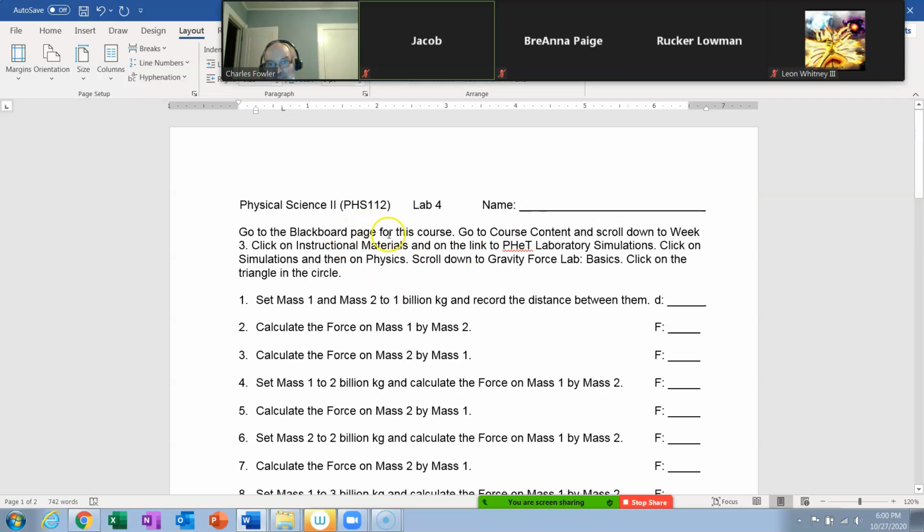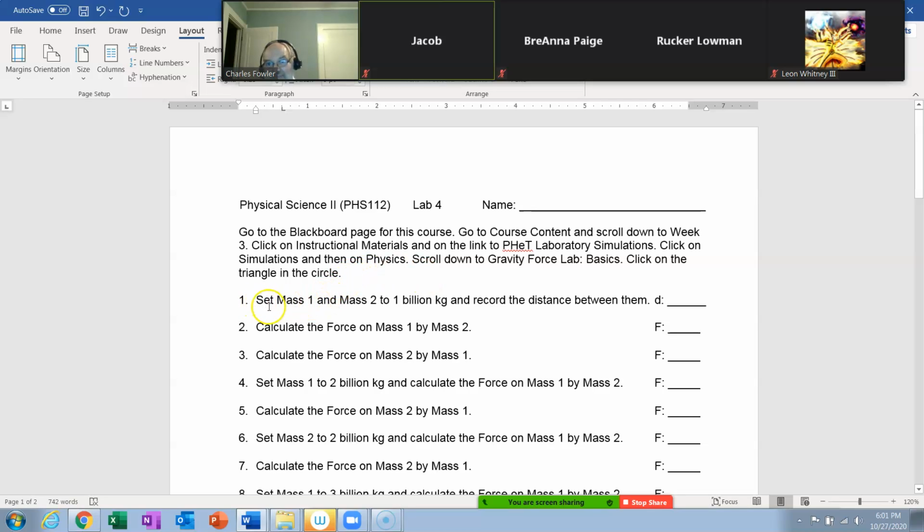You go to the Blackboard page for this course. You go to course content, and then you scroll down to week 3, click on instructional materials, and then this is what we just did. That's how we got there. Click on the simulations, then on physics, scroll down to gravity force lab basics, that's where we went, and click on the triangle and the circle, and that's where we are now.